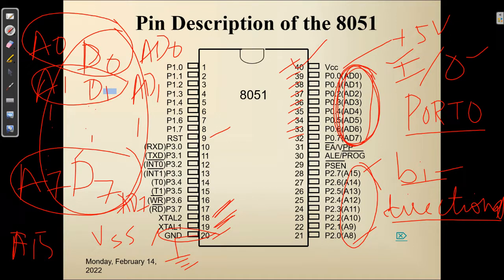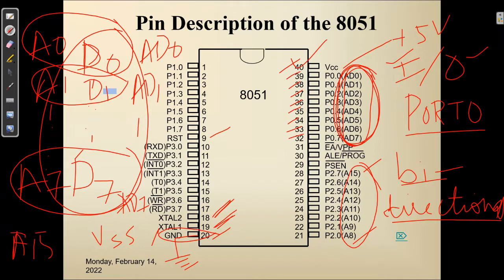ओके, सो योर लोअर एड्रेस इज मल्टीप्लेक्स्ड, योर हायर एड्रेस इज नॉट मल्टीप्लेक्स्ड. You have total 16 bit of address A0 to A15. Out of these, lower 8 bit are multiplexed with the data bus or data bits, that is D0 to D7. Okay, now with this understanding we will see how to demultiplex. अब मल्टीप्लेक्स बोले तो दोनों साथ में, डीमल्टीप्लेक्स बोले तो दोनों को अलग अलग करना है.